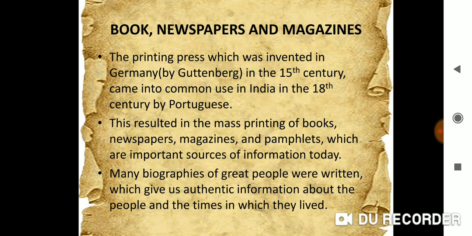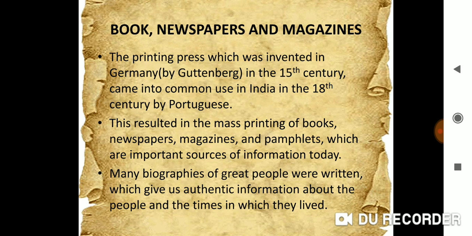Next, the books, newspaper and magazine. The printing press was invented in Germany in the 15th century by Gutenberg, who at first invented the press, and it came into common use in India in the 18th century by Portuguese traders. This resulted in the mass printing of books, newspapers, magazines and pamphlets, which are important sources of information today. So all are very, very important sources of information today.